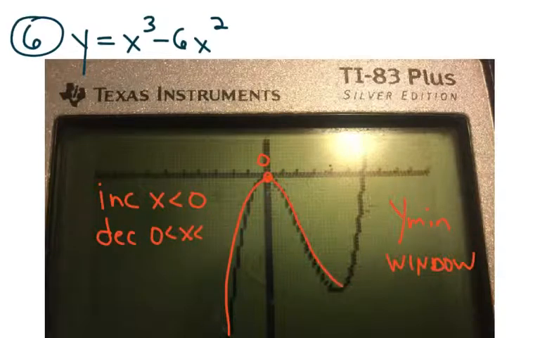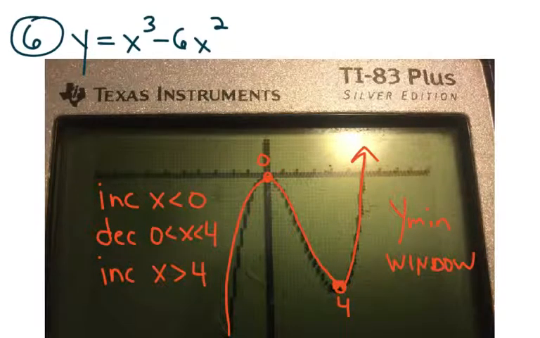Until where? Well, I need to find that minimum. So now I'm going to use the minimum function on my calculator and find out where the bottom of that graph is at. And it's telling me it's at 4, negative 32. So the x value is 4. So when x is 4, it stops going down and starts going up again. So now the graph is increasing forever, and it's increasing when x is greater than 4.